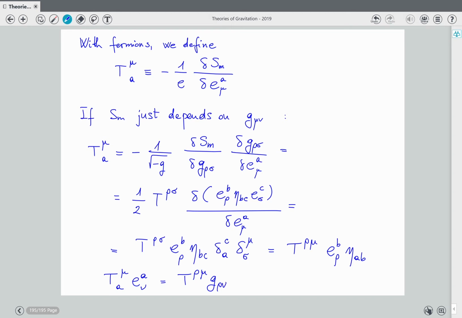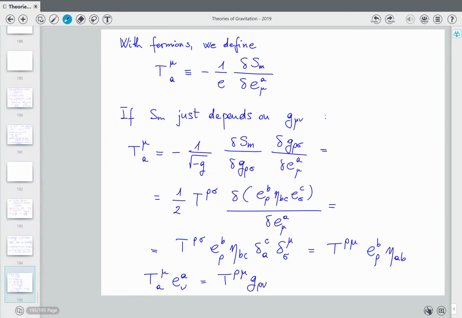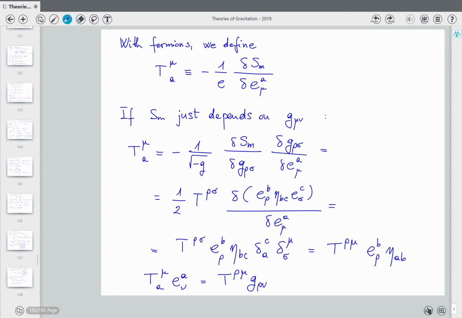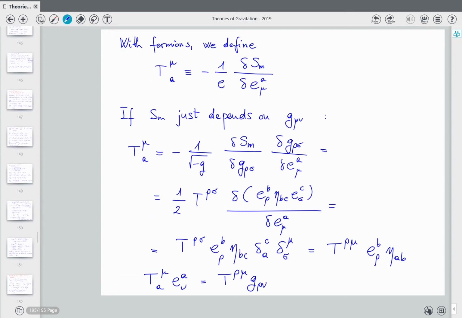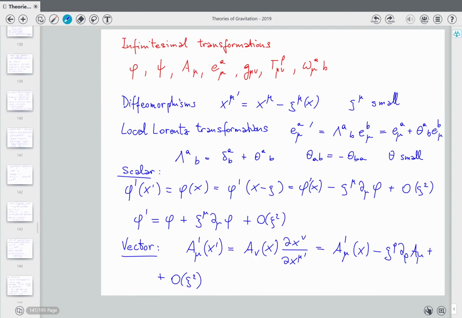Sometimes we may also use objects like this E mu A. I don't know if I already used those to denote the same here, for example. This could be written E rho A. Sometimes you find it. You have to get used to this because at the beginning it may be confusing, but then when you see that everything works, it's not. So to work out the field equations of the fermions, we have to go back to the Palatini action. And let's see when it was.